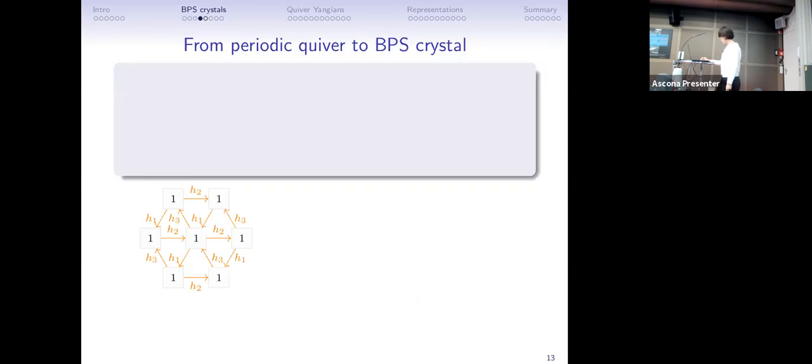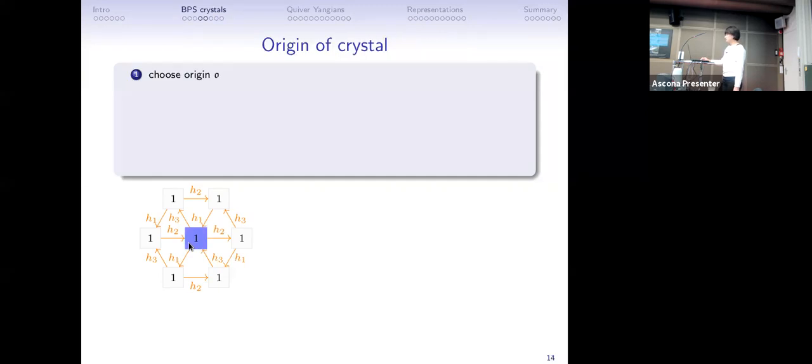Let me give you one example using the simplest case, C3. This is the periodic quiver. It is supposed to cover the entire plane, but I'll only draw this part. First you choose one node as your origin. The only choice is actually in the color, but this quiver has only one color, so it doesn't matter where you choose.